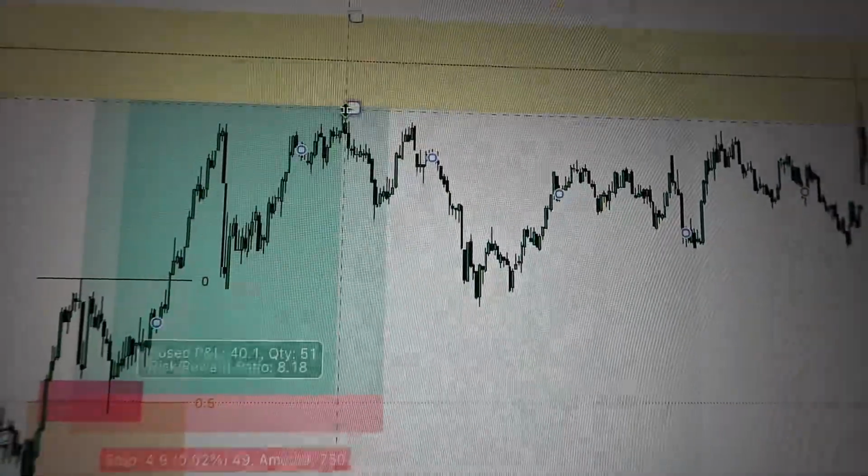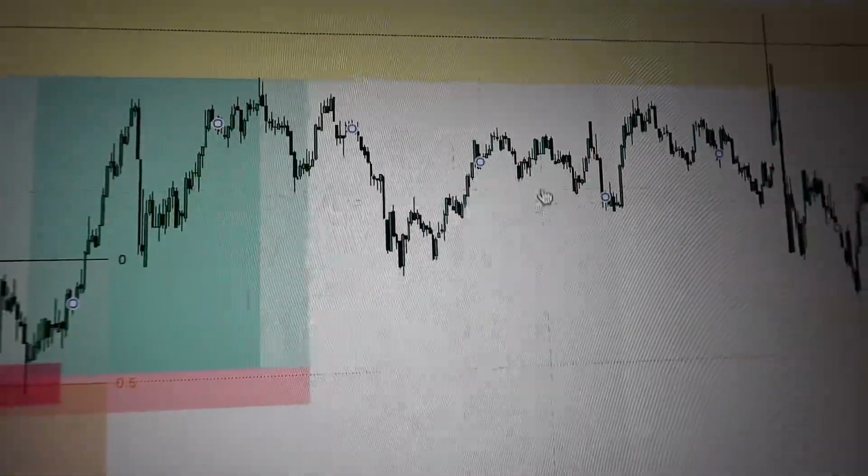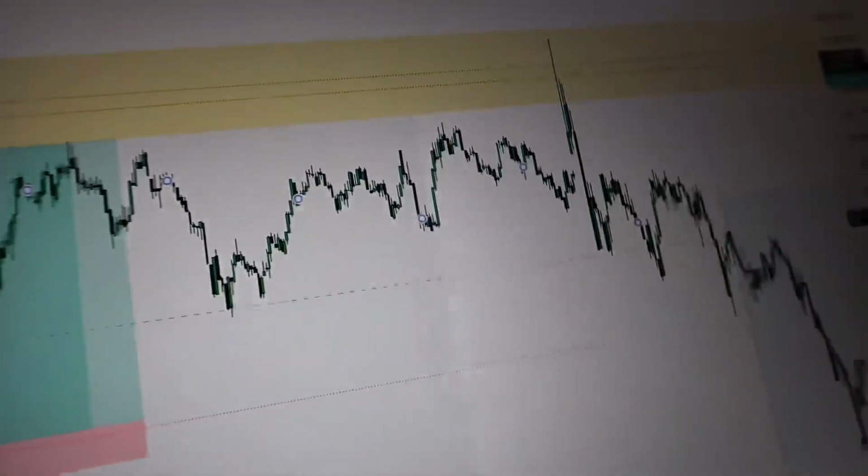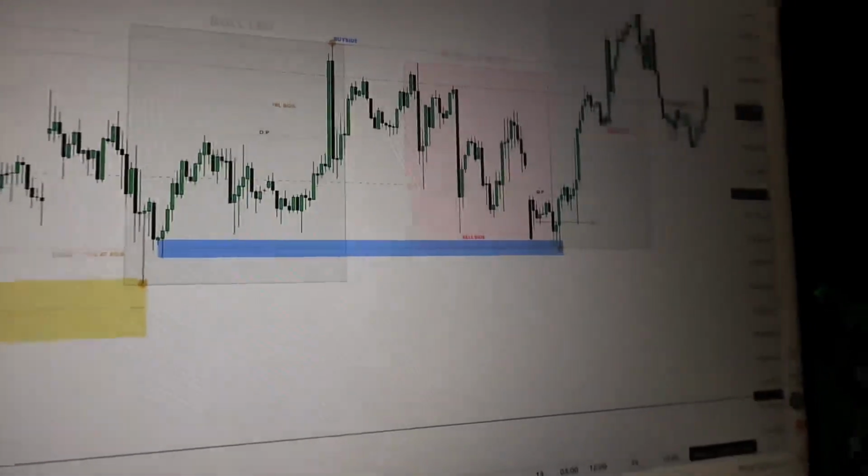and just turned back. So I hit TP to the pip, turned back, consolidated, pushed up again, and then gave one big drop here in London. So that is the trade that I took.